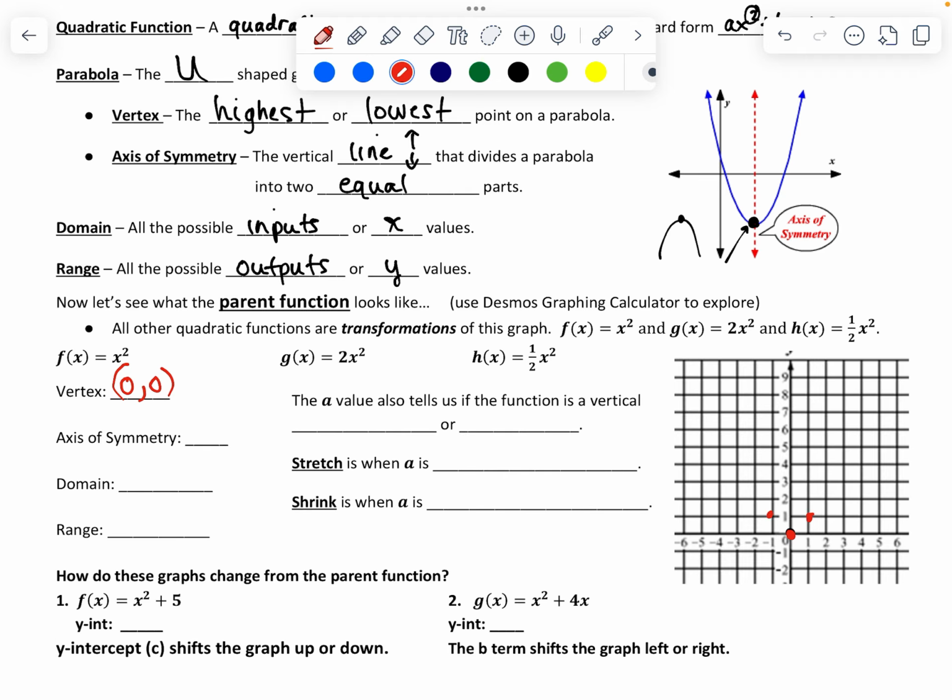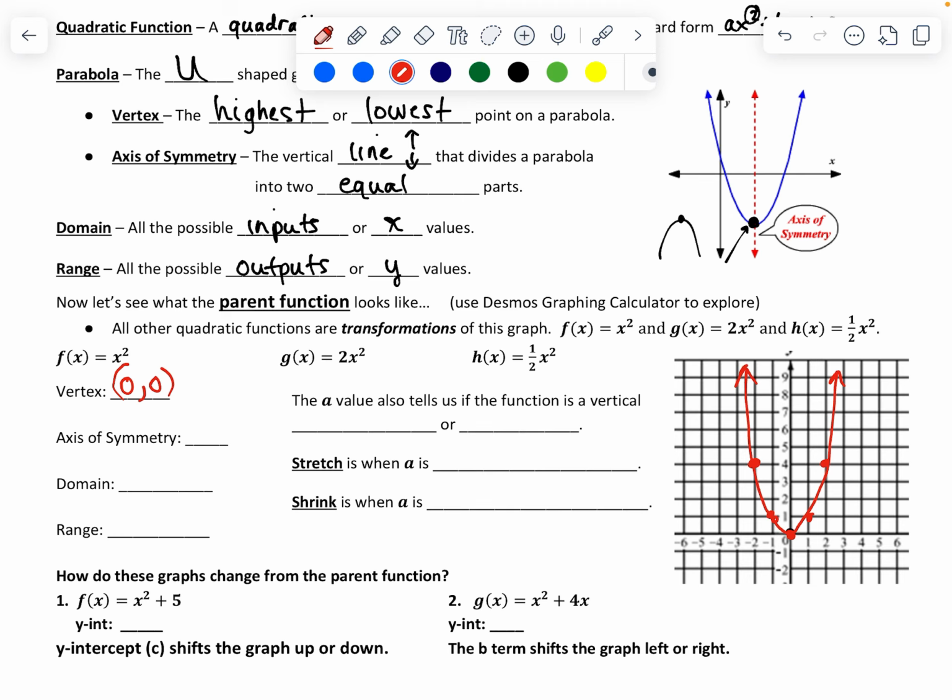And because the other side is symmetrical, I'm going to plot it on the other side too. And then 2, 4. And negative 2, 4. Okay, and then I can draw my parabola. So that is the parent function. And we're going to look at all of the different vocabulary that goes with that parent function.